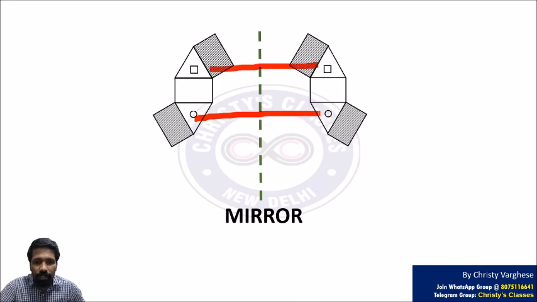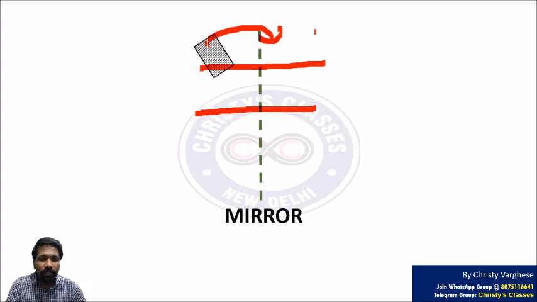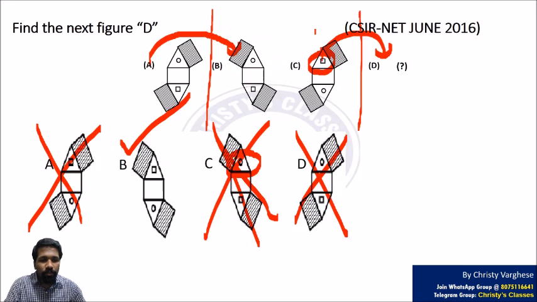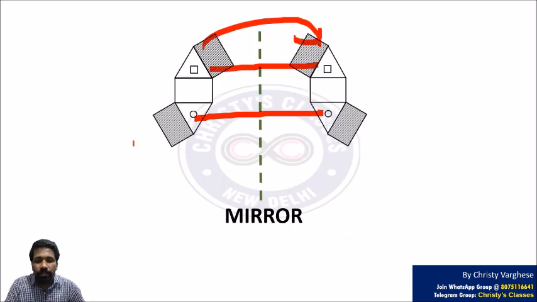Square, square, circle, circle, the direction only will flip. That is why the answer which is saying so will be the correct answer. That is option B is the answer because that option only has square in this side and the direction also is correct. If that is clear, let's go to the next question.